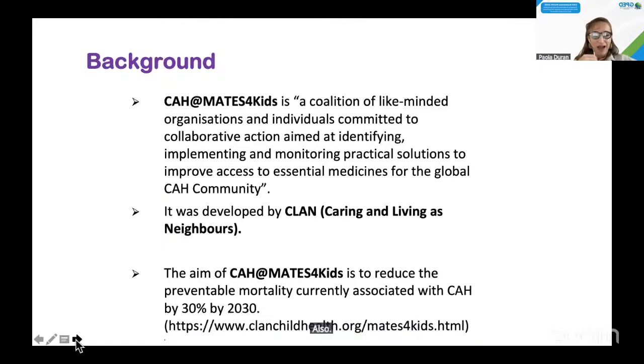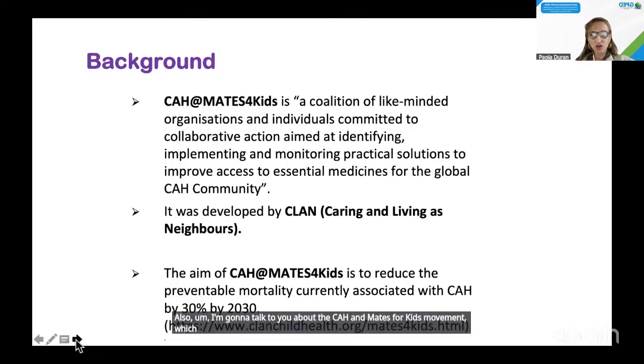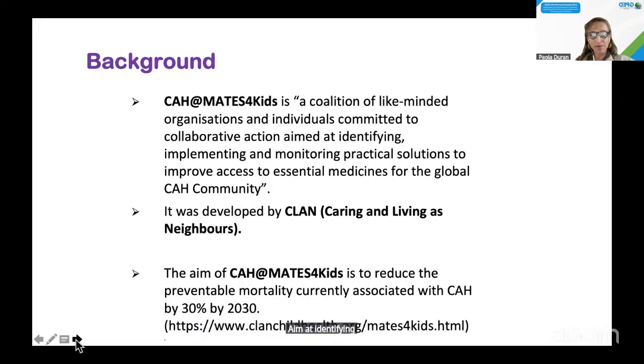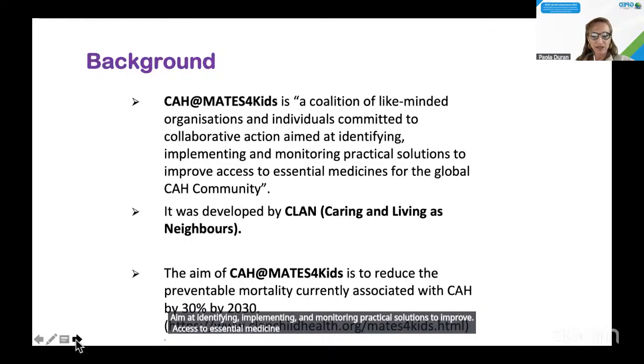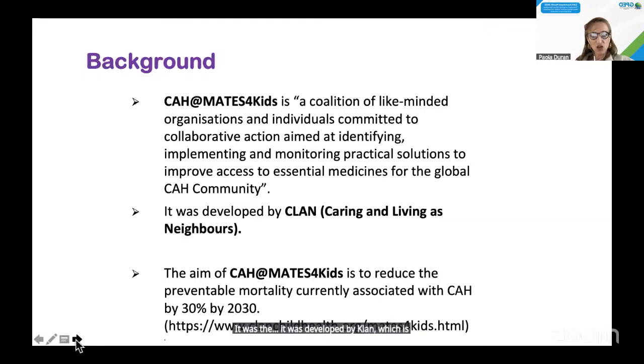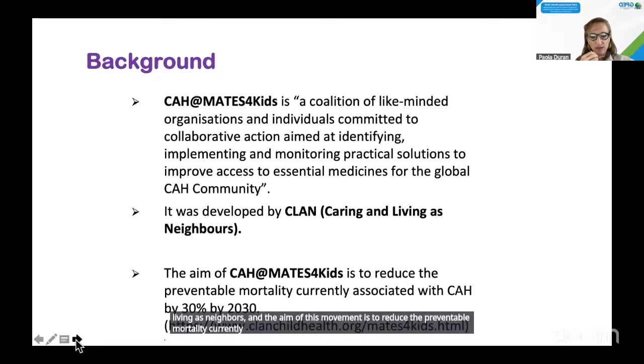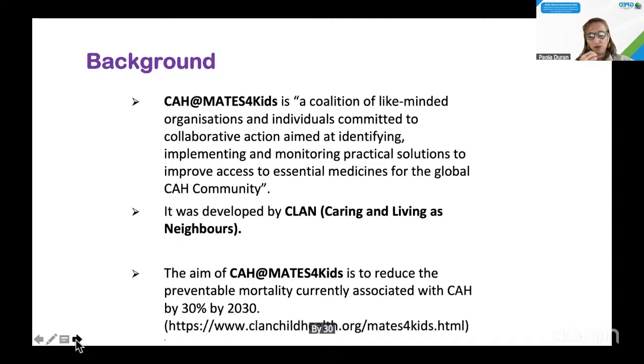Also, I'm going to talk to you about the CAH and Mates for Kids movement, which is a coalition of like-minded organizations and individuals committed to collaborative action aimed at identifying, implementing, and monitoring practical solutions to improve access to essential medicine for the global CAH community. It was developed by CLAN, which is an Australian NGO, Caring and Living As Neighbours. The aim of this movement is to reduce the preventable mortality currently associated with CAH by 30% by 2030, in line with the WHO.